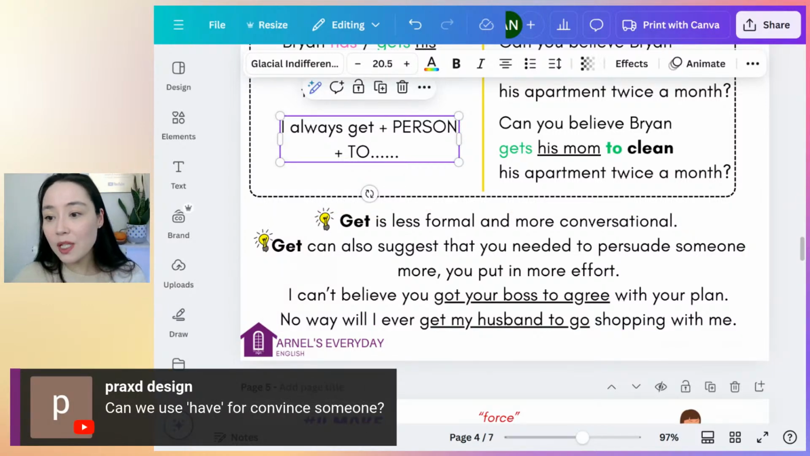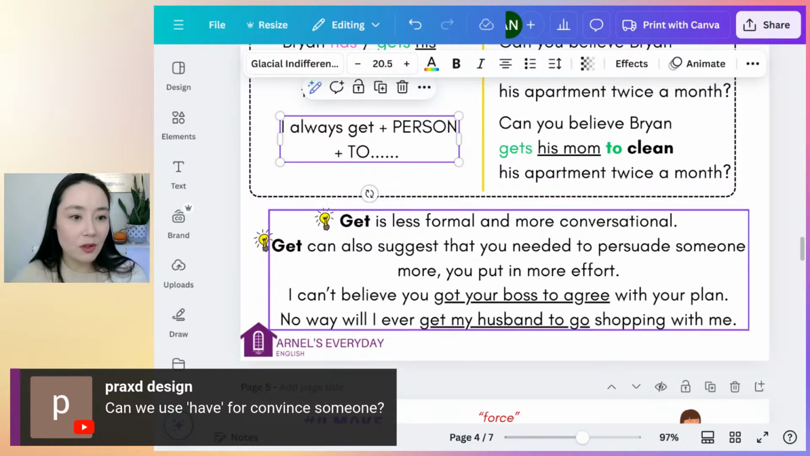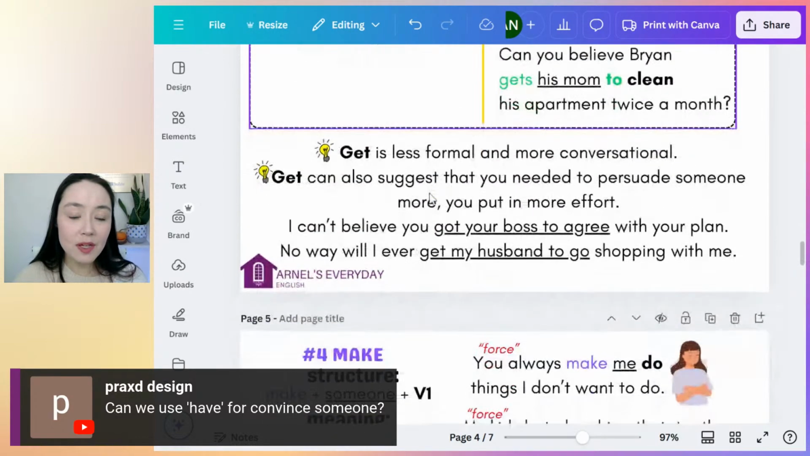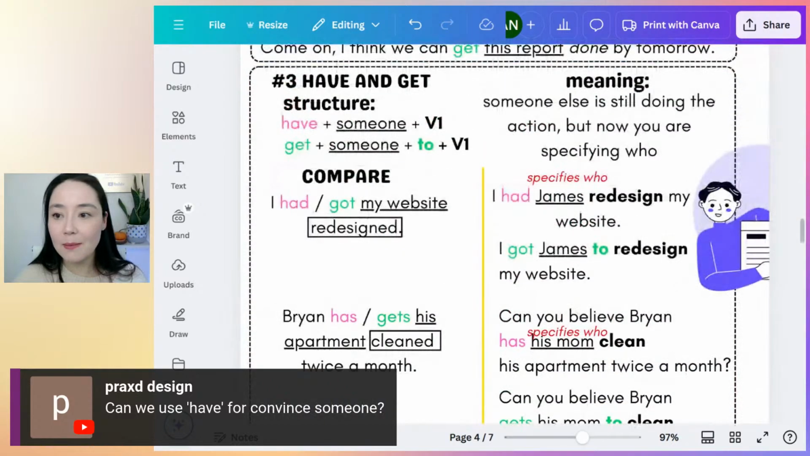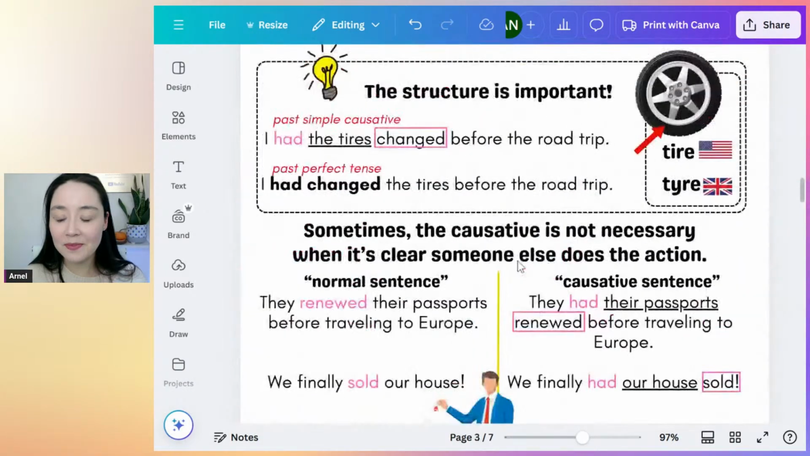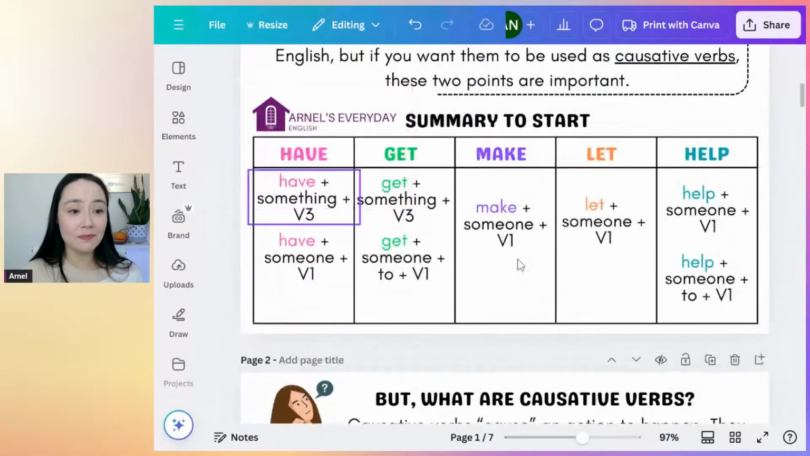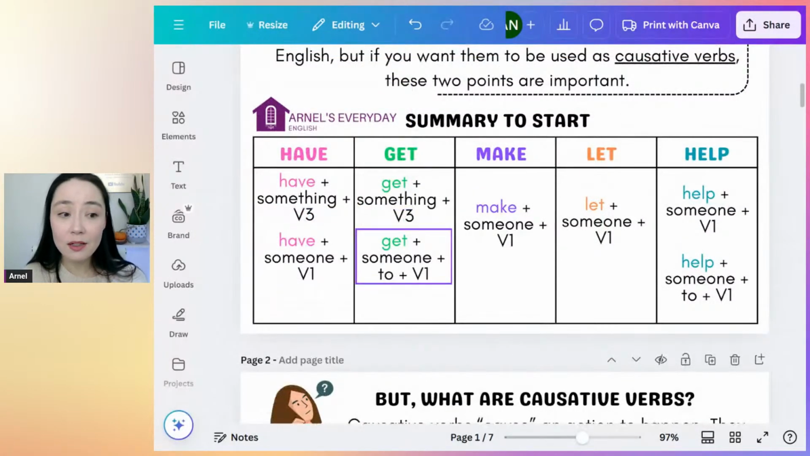Pratt says, can we use have for convincing someone? You could, however, get is more natural in that case. It does have that feeling you have to convince someone. Okay. Let's keep moving. I'm going back up. We finished this one. We've done this one.